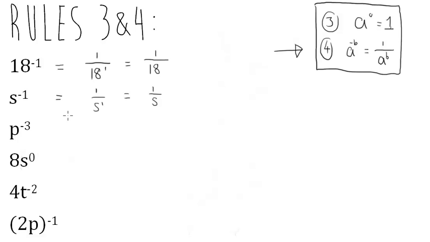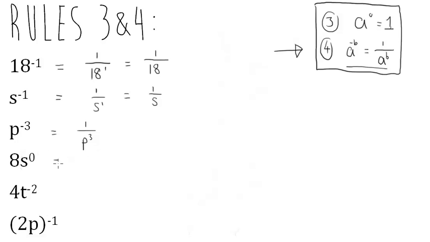Okay. So now we've got p to the minus 3. Again, it's a negative power, so it's 1 over p, 1 over the same base, as we see in this rule, to the power of the positive version of that index. So that's to the power of 3. Okay. So that's just how we leave that there. That's done. That's our answer for that one.